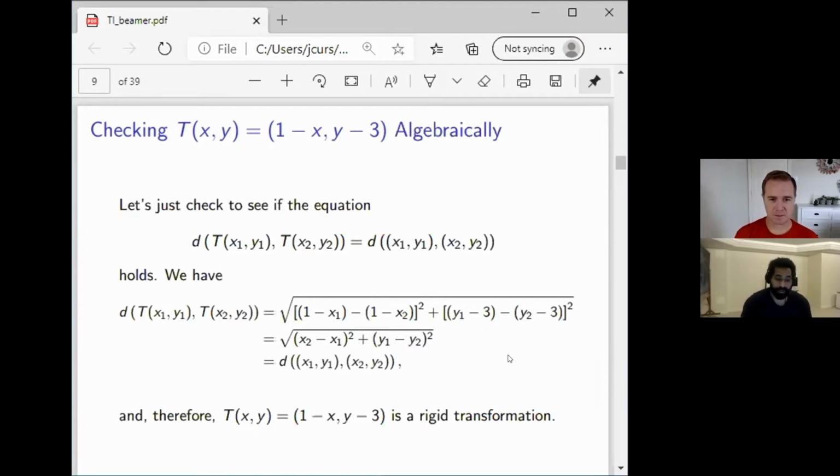So now that we're starting to get into this, I want to give you guys at home a chance to really try this yourself. Try to take some function or transformation T and check: does this thing preserve length? Is it a rigid transformation? And you can try to do this either algebraically or geometrically.